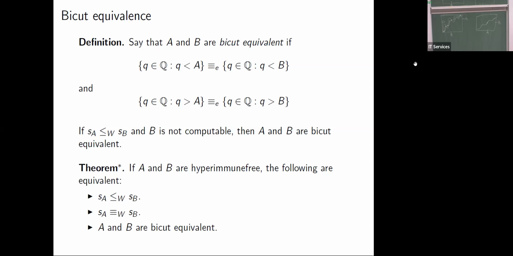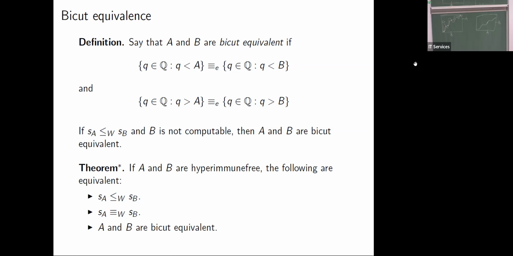Okay, so if A and B are hyperimmune free, then not only, if you have a reduction in one direction, does that imply a reduction in the other? This would already follow from the fact that in hyperimmune free degrees, Turing reducibility and TT reducibility coincide. But in fact, the only thing that you need in order to know that two hyperimmune free reals are equivalent in terms of their step functions is if those reals are bicut equivalent.